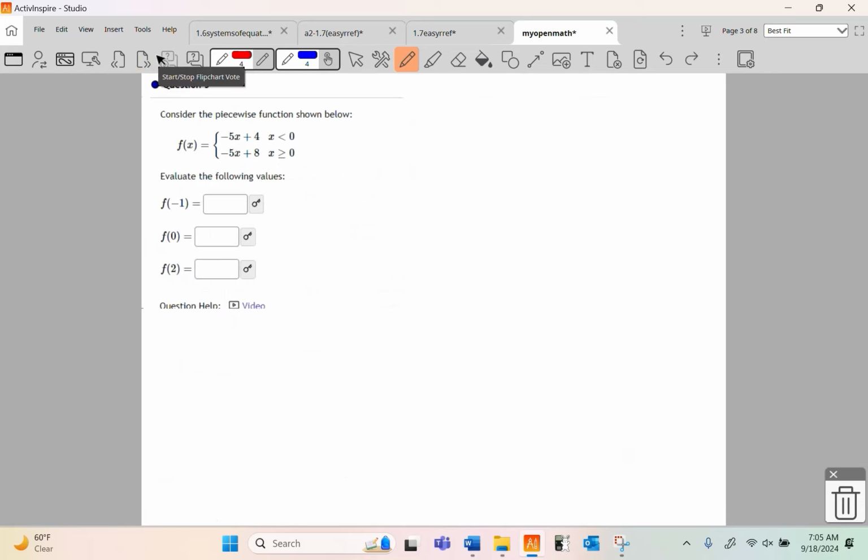All right, consider the piecewise function shown below. You're supposed to plug some numbers in. You just have to feed it in the right spot. This says x is negative 1. Some of y'all don't understand function notation. You need to work on that. That has to go in the first equation. So negative 5 times negative 1 is 5, plus 4 is 9.